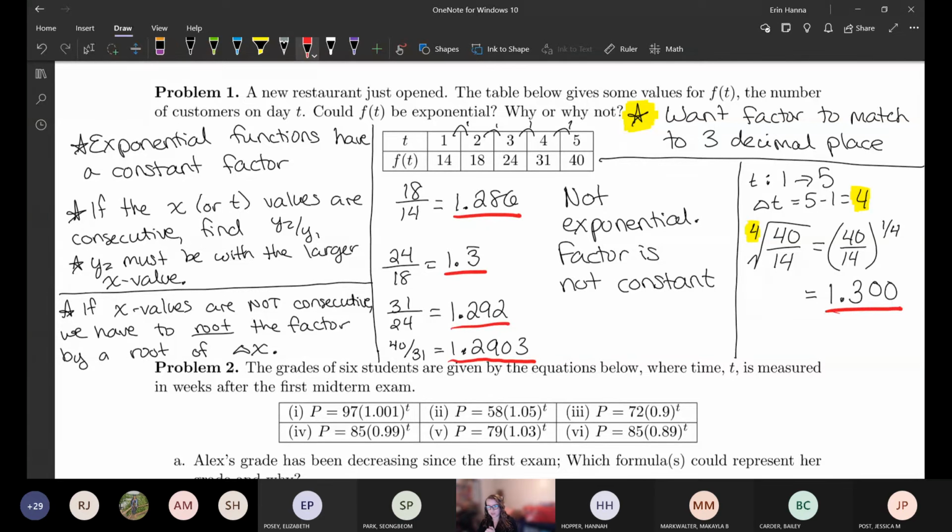So if you want to find if data is exponential, you have to look at a constant factor. Take factors of y values. If you don't have consecutive x values, you need to take a root. And the number of the root is going to be the difference between the x values. And we're going to take something to be exponential if all of the factors match up to at least 3 decimal places.